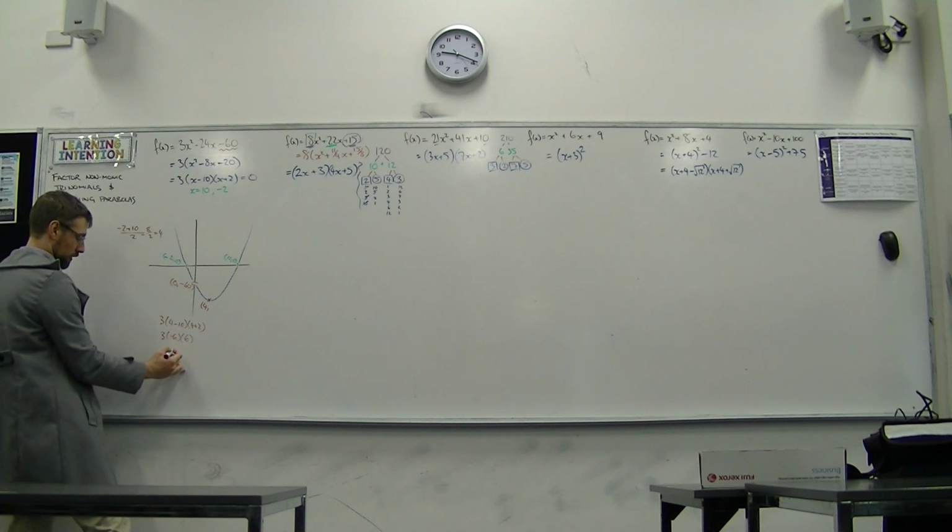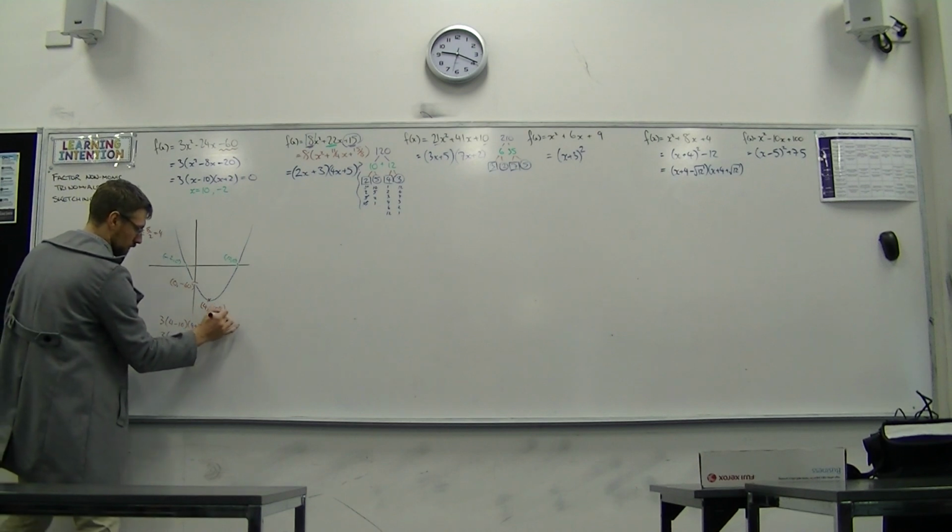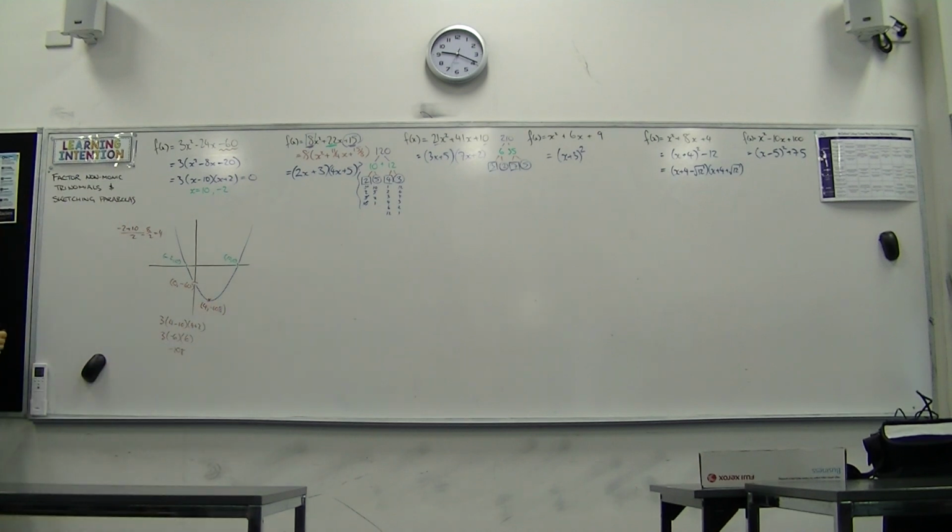Cool, 3, negative 6, 6. 36 by 3 is what, 108? Negative. Is that right? Yeah, that's right. Let's go. Beautiful. Done. Excellent.